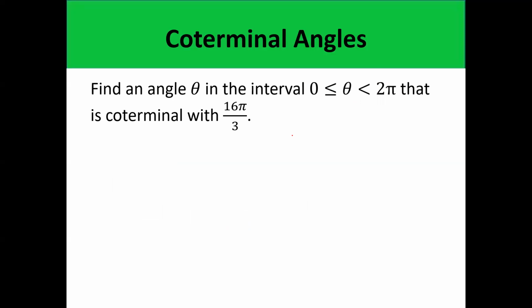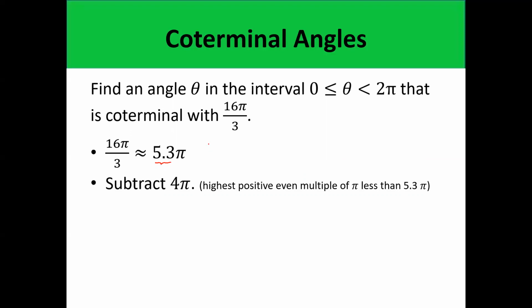Now another example is what if we have 16 pi over 3? So dividing 16 by 3, that's approximately 5.3. So this angle is approximately 5.3 pi. So the highest multiple of 2 pi that is lesser than 5.3 pi is 4 pi. We cannot subtract 5 pi because 5 pi is not a multiple of 2 pi. So we have to subtract 4 pi only. So 5.3 pi minus 4 pi, that's approximately 1.3 pi.